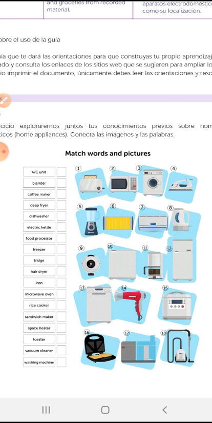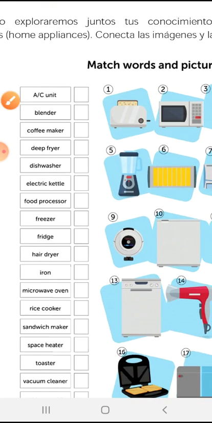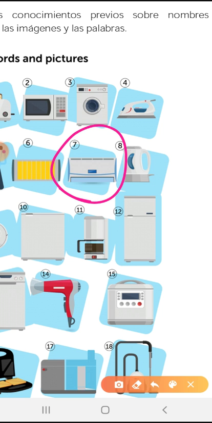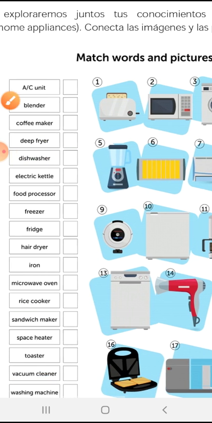Any of those are correct. Okay, you can draw or paste. Remember, you have to write the number. Tienes que escribir el number. Number 7 is AC unit, que está aquí, right here. Number 7, AC unit, air conditioning unit.